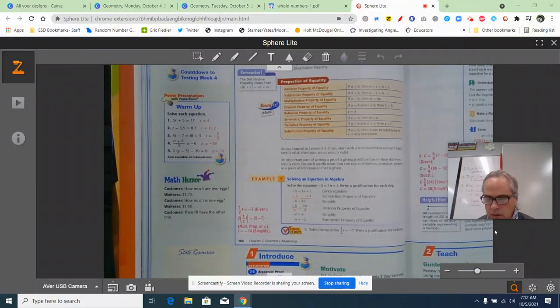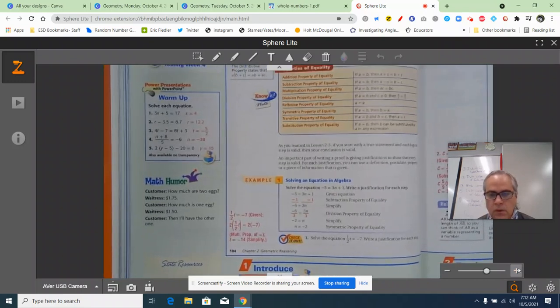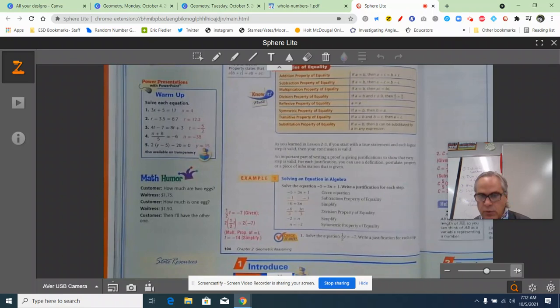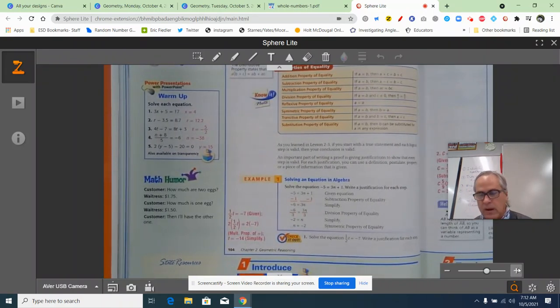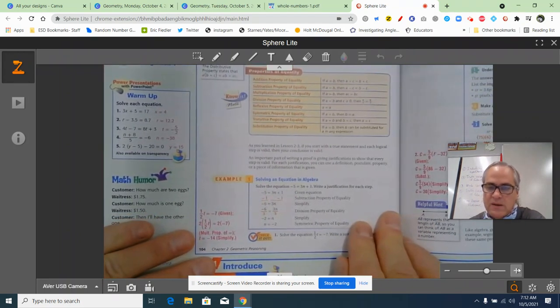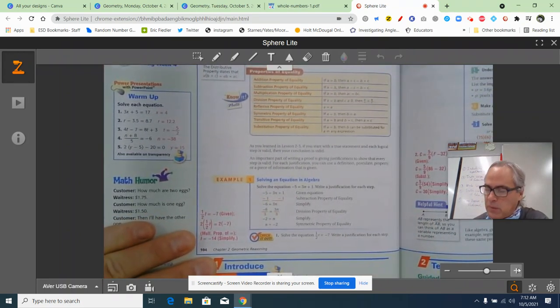So this quick little video is just about some properties from algebra that are on page 104 in the textbook. I would take a picture of it. Take a picture of page 104 and just quickly go through these properties. I don't need you to memorize them, but I need you to be able to recognize them. I think some of them you're going to find you're very familiar with.